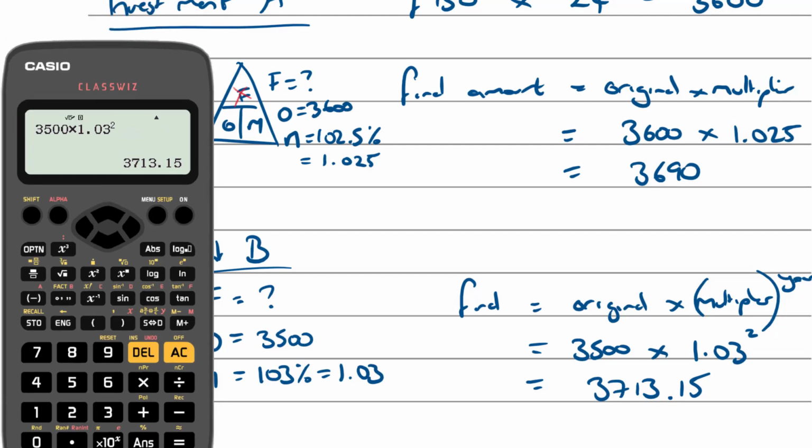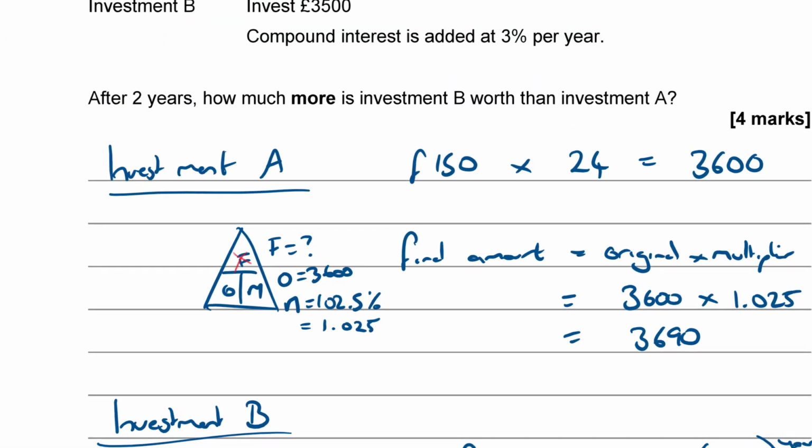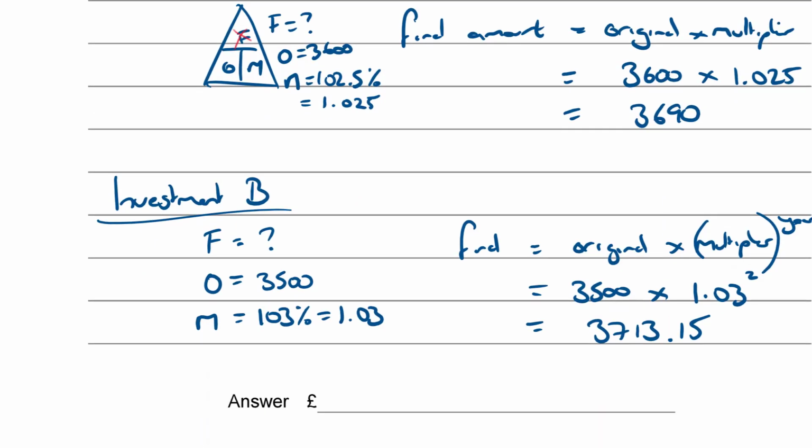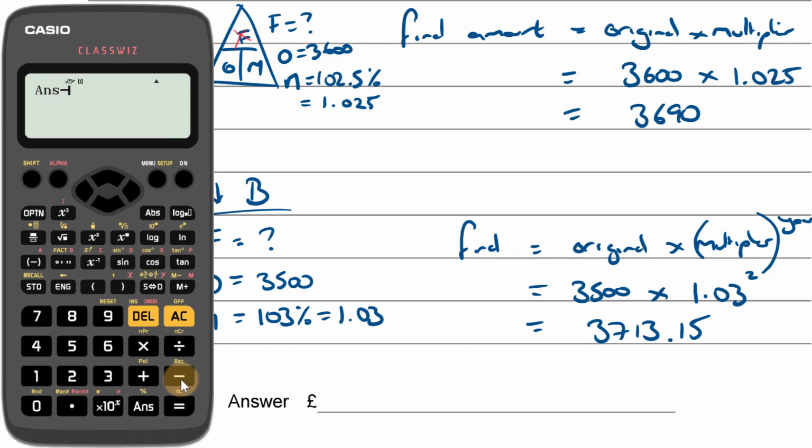Okay, so the question asked how much more is investment B worth than investment A? So I need to subtract one from the other now, don't I? So 3713.15 subtract 3690. So that's £23.15 more, isn't it?